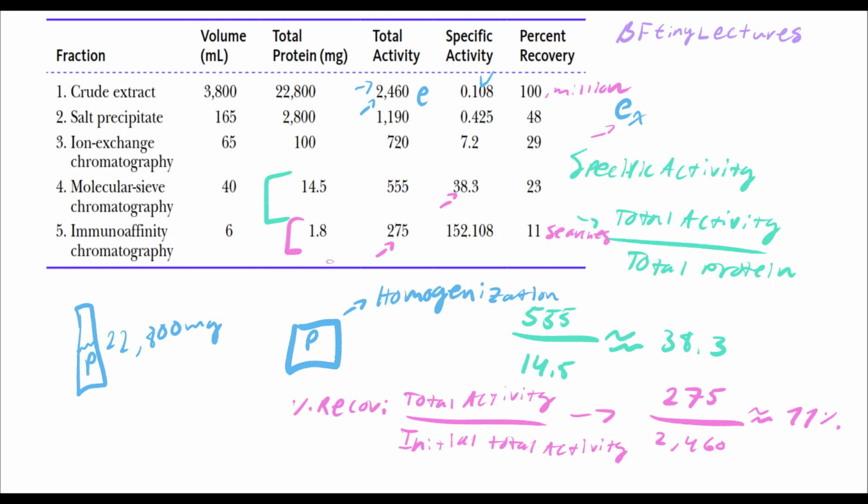hopefully this kind of cleared up anything. You now know how to calculate specific activity, which is the total activity, the total amount of enzymes in the system divided by the total amount of protein. And now you know how to calculate percent recovery, which is the total amount of enzymes, let's say 275, divided by the initial total amount of enzymes, which was 2,460, okay? So hopefully that does help.